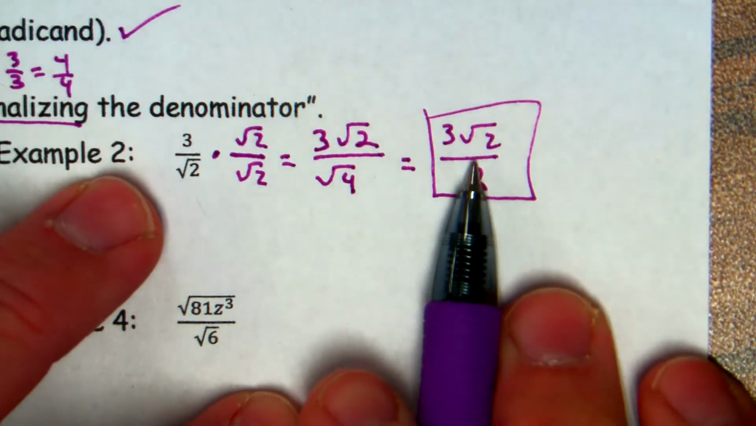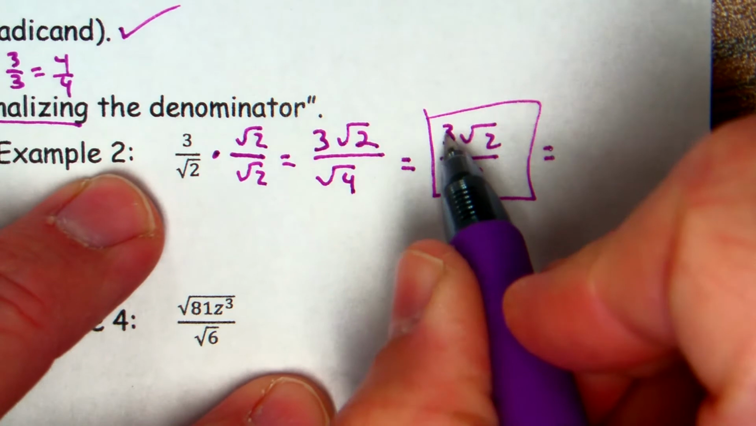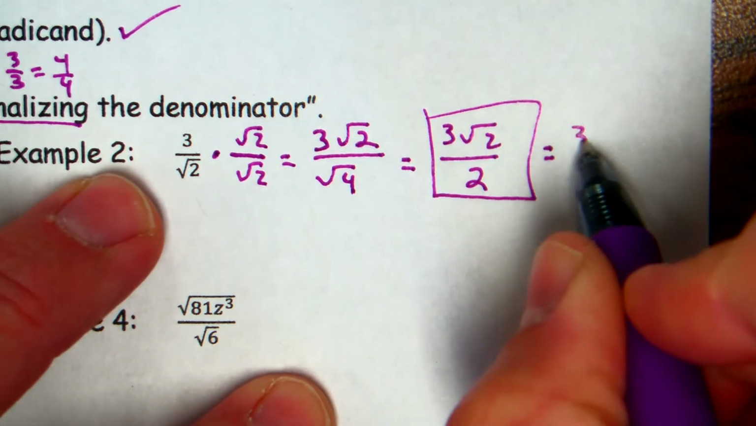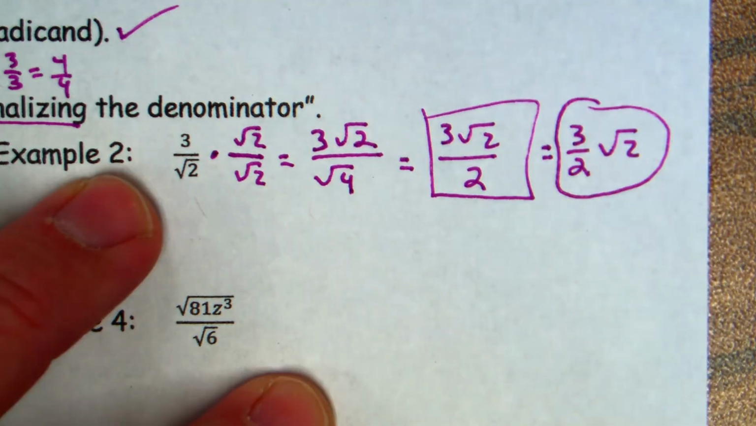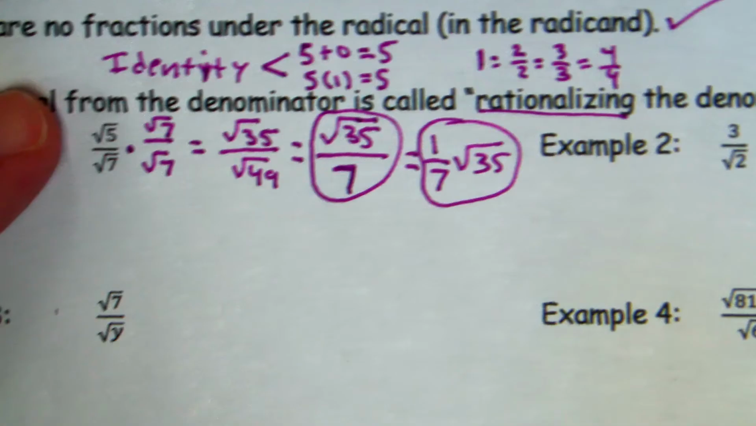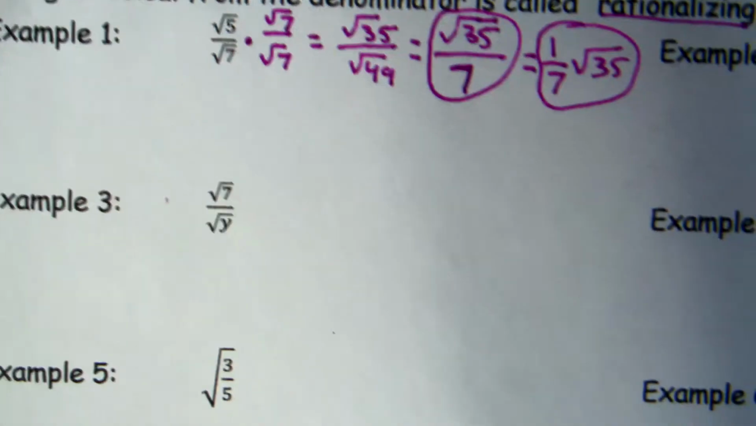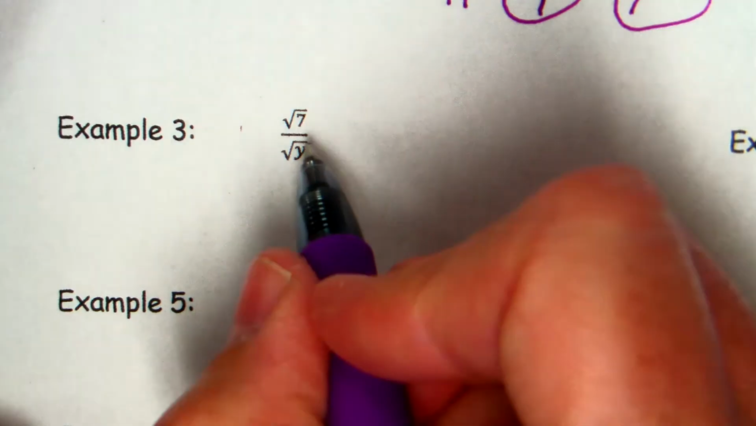Notice that dividing by 2 is the same as multiplying by a half. So for that reason, I'm going to take this 3 radical 2 over 2, and I'm going to write it as 3 halves radical 2. Again, I'm going to continue progressing through these. You can feel free to pause at any time to try them on your own and then watch the balance of the video to see if you've done it correctly.